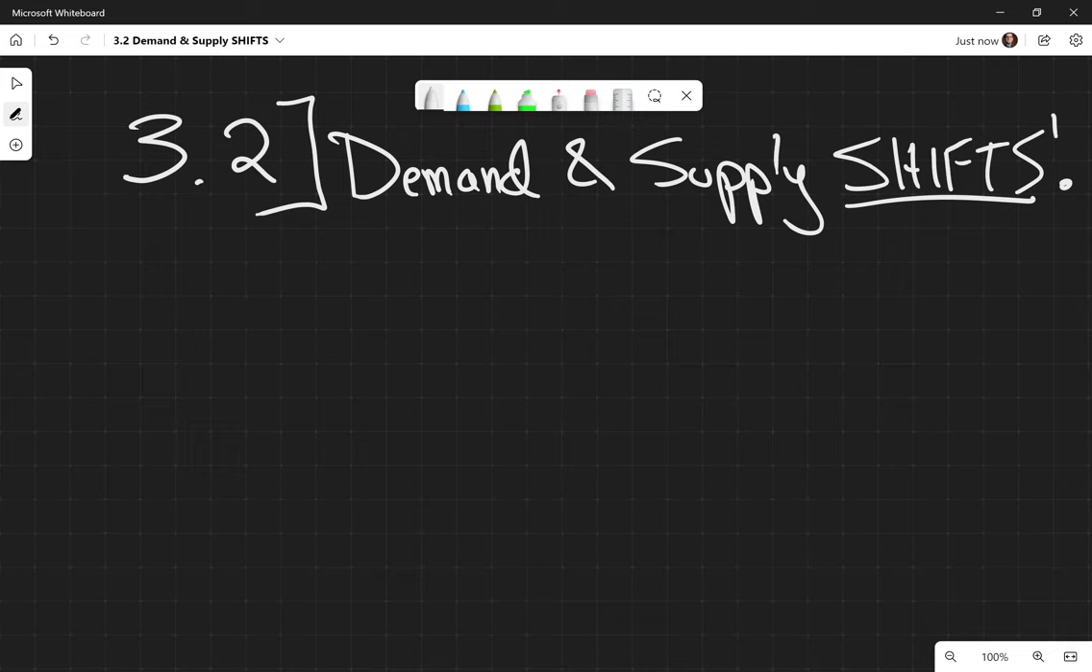All right, so jumping back into chapter 3, we defined what demand and supply were last time. We defined what an equilibrium was. We talked about what happens when we're outside of equilibrium, that there's some natural forces that incentivize producers to either decrease the price if we're above equilibrium or increase the price if we're below equilibrium.